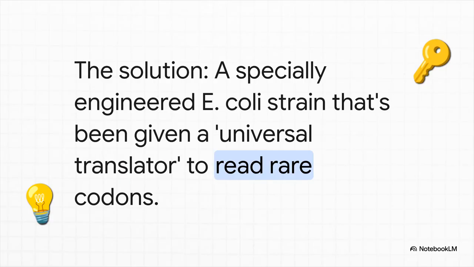So what did chemical biologists do? They came up with this amazing solution. They engineered a special type of E. coli called the Rosetta strain. They basically gave the bacteria extra gear, extra machinery that lets it understand those rare human codons. It's like they handed the factory a universal translator so it can read any blueprint you throw at it. Just brilliant.